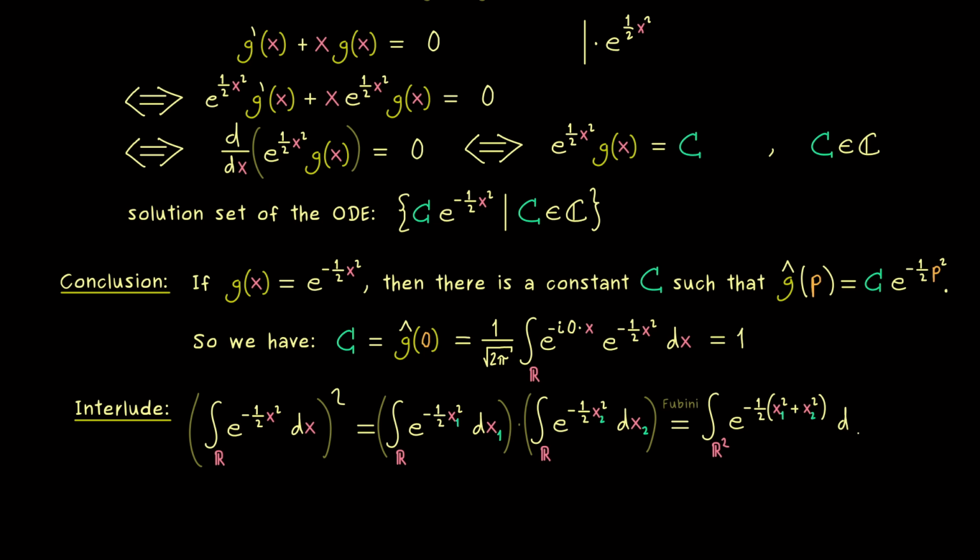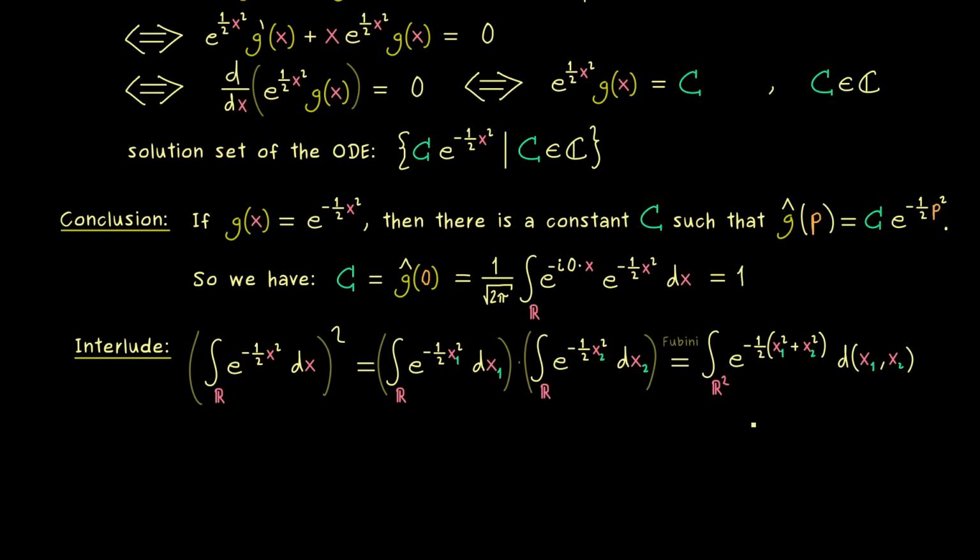And this is exactly why this trick works, because now in the exponent we see that we have the standard Euclidean norm in R2. So we can just apply a change of variables for the integral and go to polar coordinates.